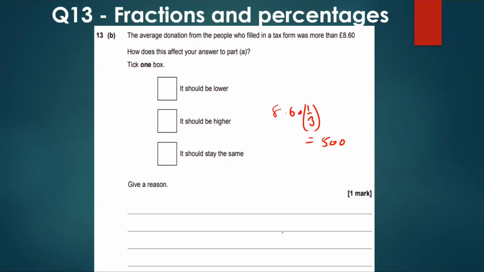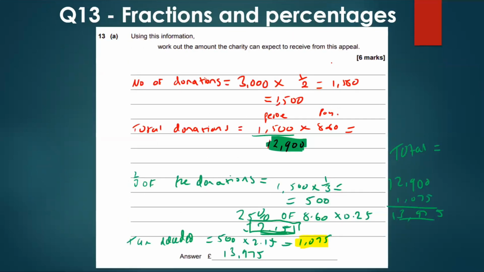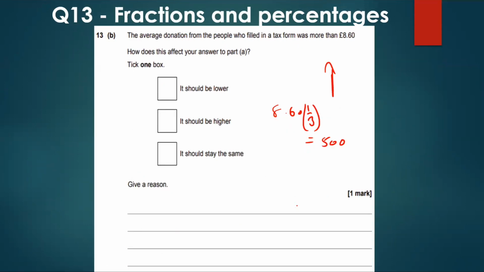Well, if it was more than that, then my actual increase is going to be bigger, isn't it? Sorry, let me just show you. This number here, the 25%, well, the £8.60 times by that, if it was more than £8.60, is going to make this bigger. So when I do my tax added, which we now think is 500 times by 2.15, actually, if you increase that, because you're timesing it by more than £8.60, this 2.15 would be bigger, and your actual final answer would be bigger. So your final answer would be increased. Hopefully this is making sense, guys. So actually it would be higher. And my reason for that is the amount of donations.